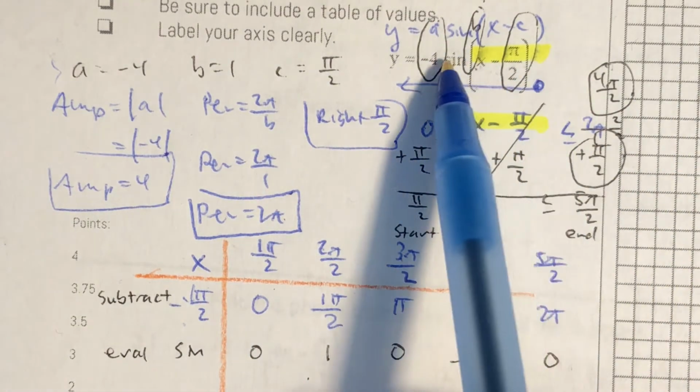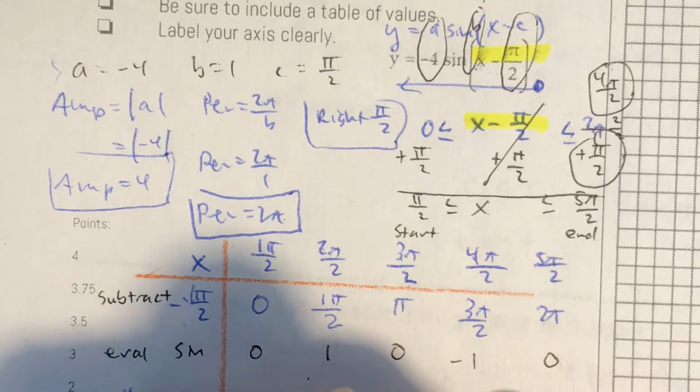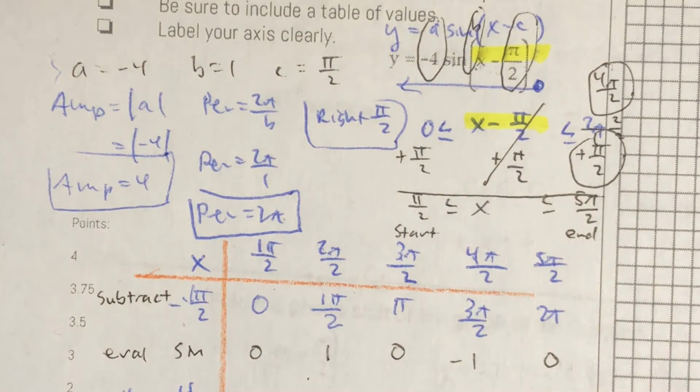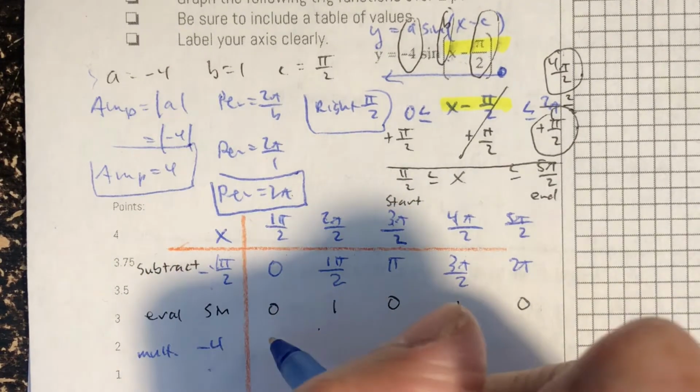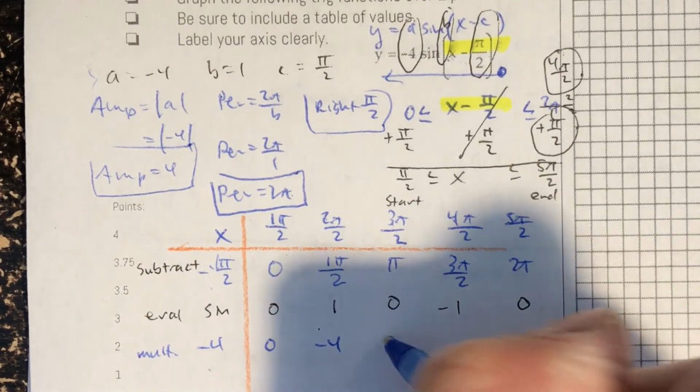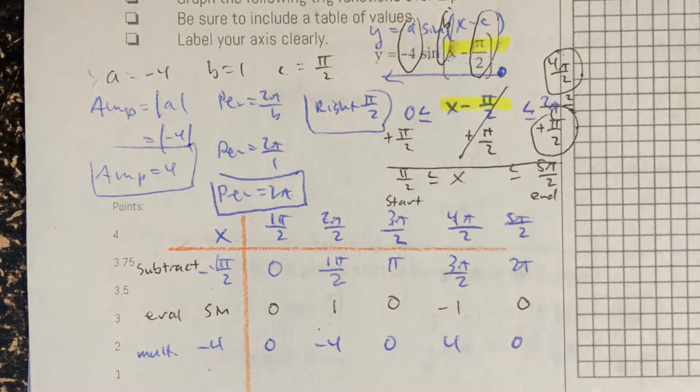And then lastly, you're going to multiply by -4. So -4 times these values. And then we can go ahead and graph this.